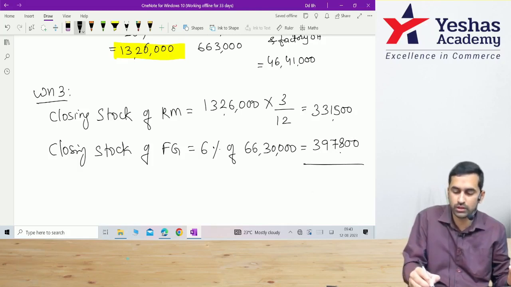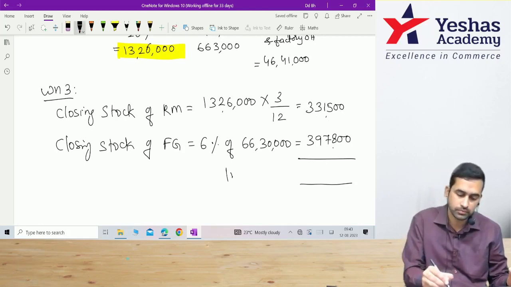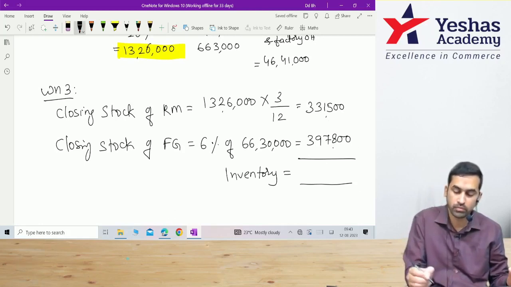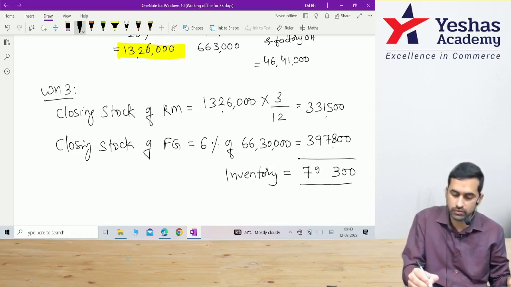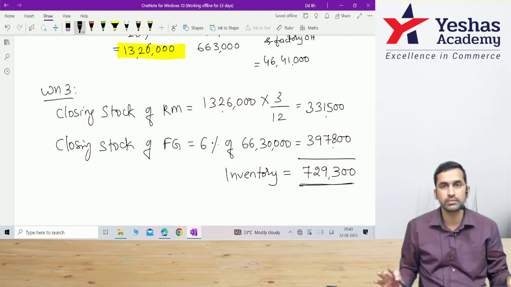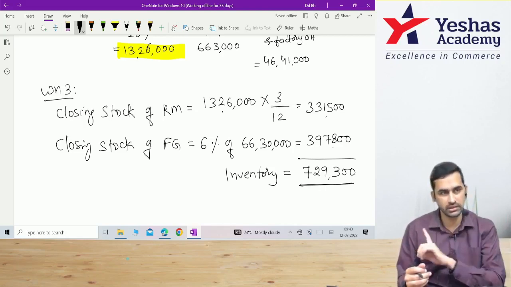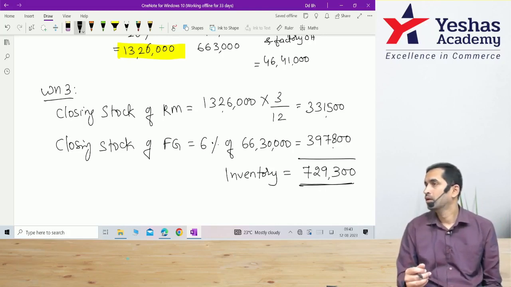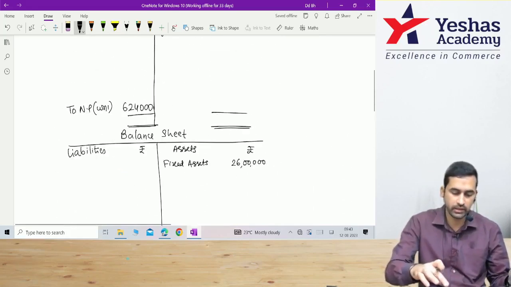397,800. This total should go to balance sheet as closing stock. Anybody? 729,300. Why am I not taking these in trading P&L? Is this the number on the trading P&L debit side after adjusting all of this? All good. Write this in the balance sheet, 729,300.